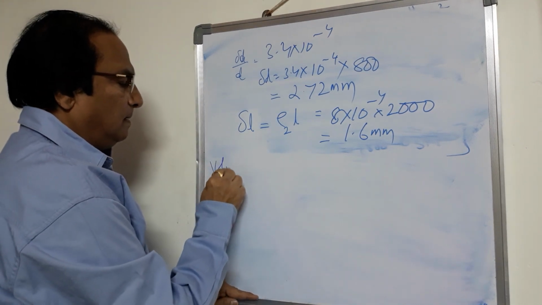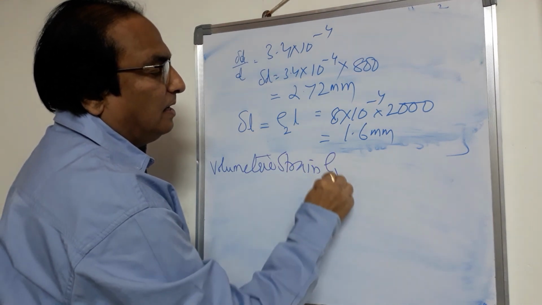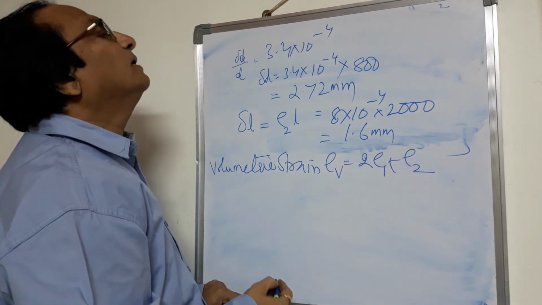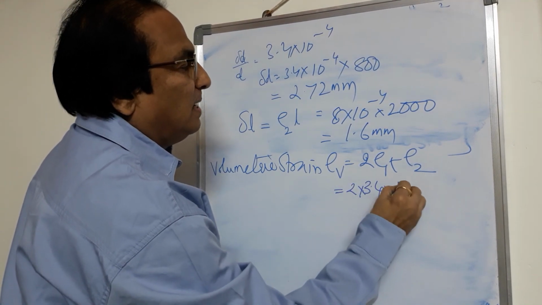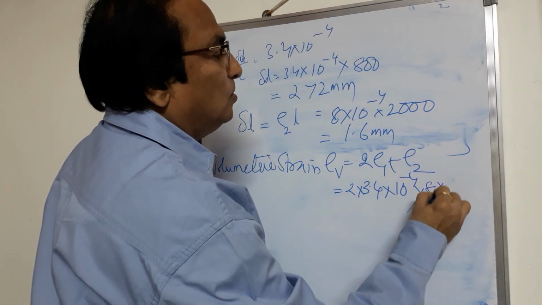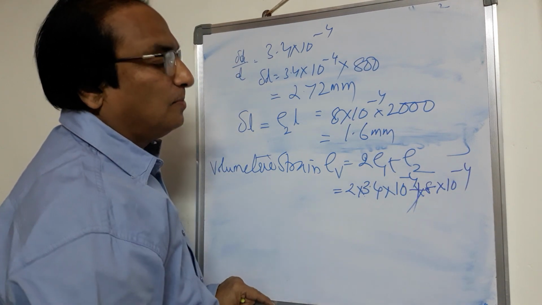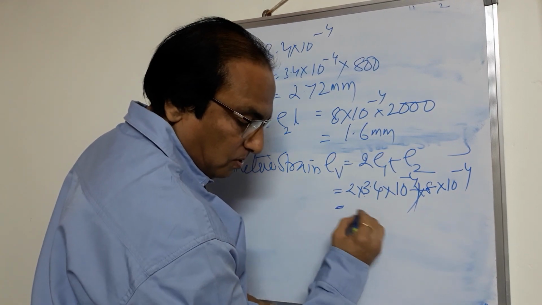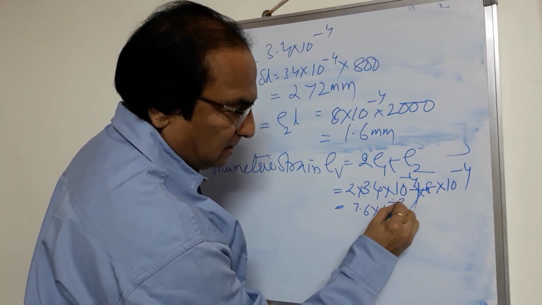Volumetric strain EV is given by 2E1 plus E2. We have got the values of E1 and E2. So this will become 2 into 3.4 into 10 to the power of minus 4 plus 8 into 10 to the power of minus 4. So you get the volumetric strain EV equal to 7.6 into 10 to the power of minus 3.